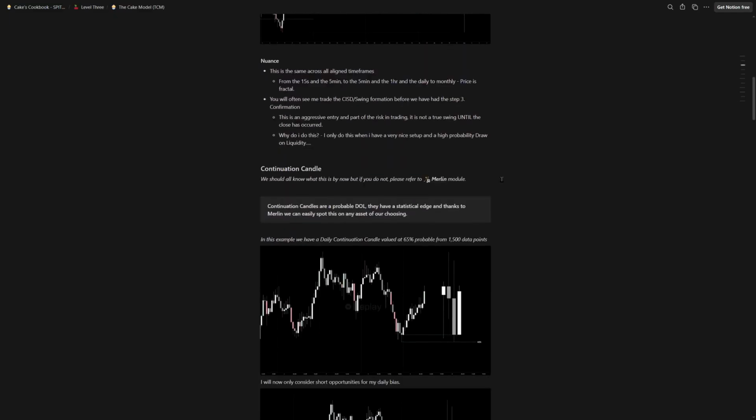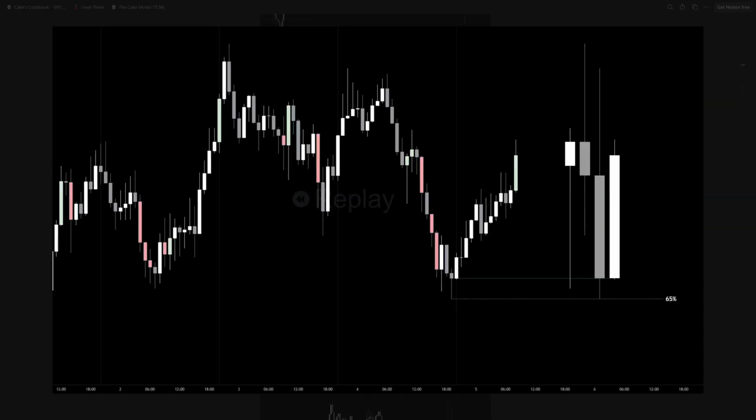Okay, so we all should know what this is by now. If you don't, please refer to the Merlin module. I go over it in depth over there. But continuation candles are a probable DOL, draw on liquidity. They have a statistical edge, and thanks to Merlin, we can easily spot these on any asset of our choosing. Okay, in this example, we have a daily continuation valued at 65% probable from 1,500 data points.